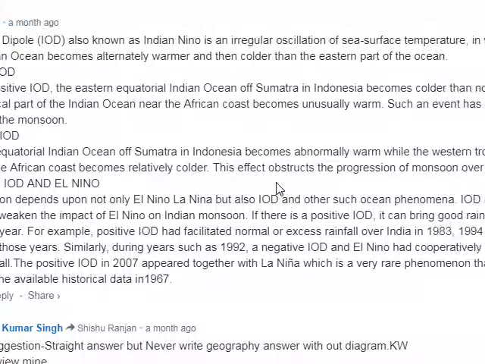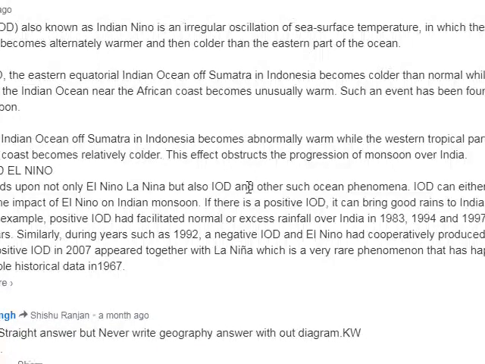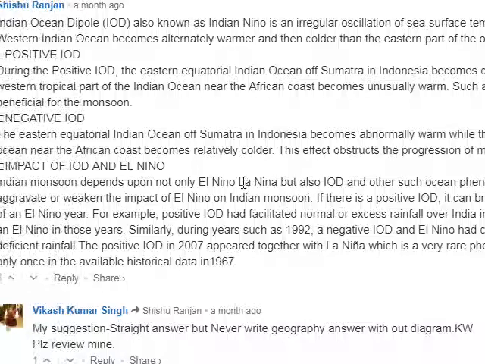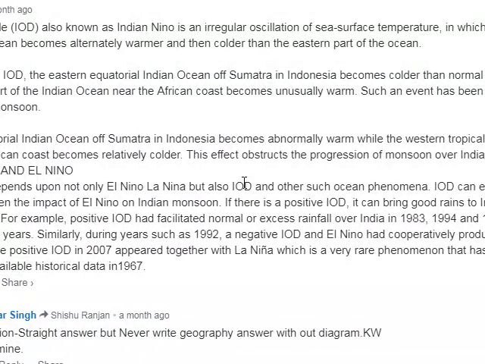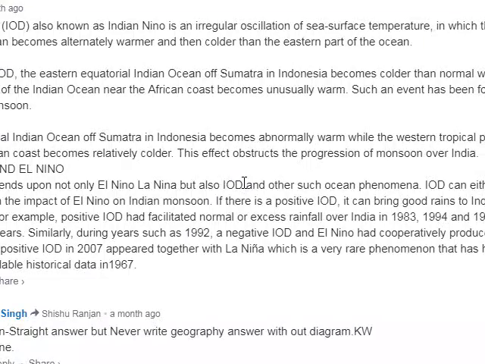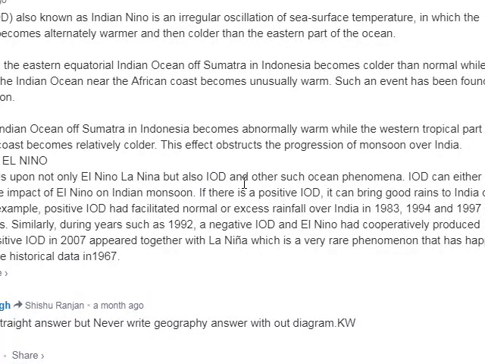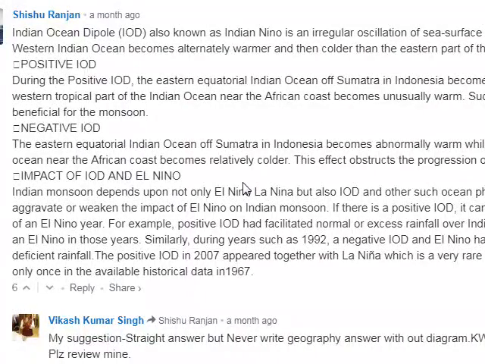Similarly, during years such as 1992, the negative Indian Ocean Dipole and El Nino had cooperatively produced deficient rainfall. The positive Indian Ocean Dipole in 2007 appeared together with La Nina, which is a very rare phenomenon that has happened only once in the available historical data, in 1967.